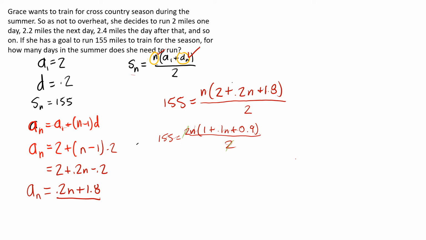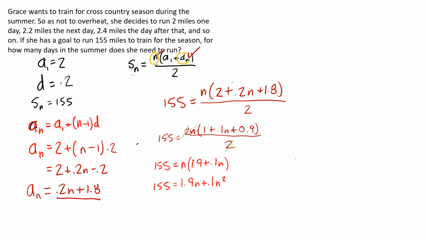And then, after we do some more math, let's just rewrite: 155 times n times 1 plus 0.9 is 1.9 plus 0.1n. Okay, we have this. All right, so let's distribute the n. So 155 is equal to 1.9n plus 0.1n squared.